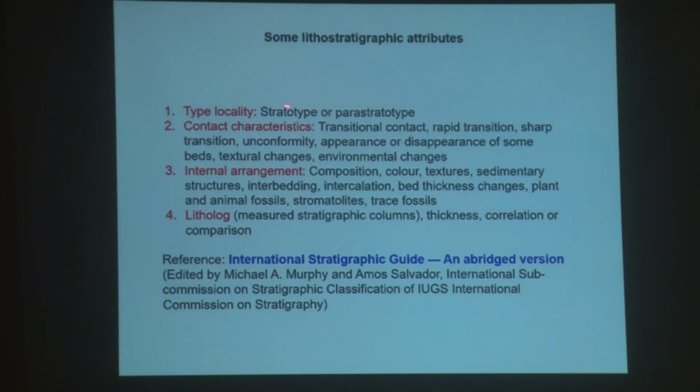Next one, please. So some attributes of stratigraphy should be followed, for example, using this book, this publication. There is no stratotype, no parastratotype, no contact, like transitional contact, rapid transition, sharp contact, unconformity, appearance, disappearance, textural changes, environmental changes. On what basis do we distinguish the formations? Internal arrangement, composition, color, texture, sedimentary structure, interbedding, intercalation, bed thickness changes, plant remains, stromatolites, trace fossils, whatever. And lithologs, nothing is produced.